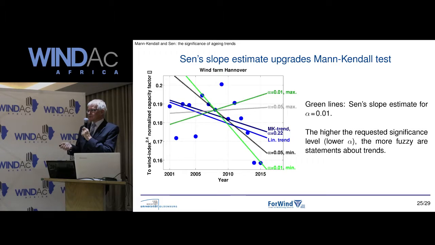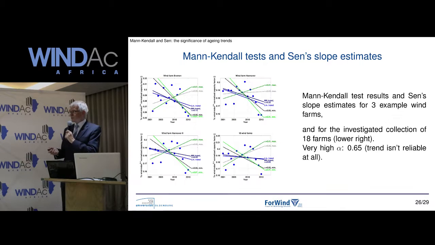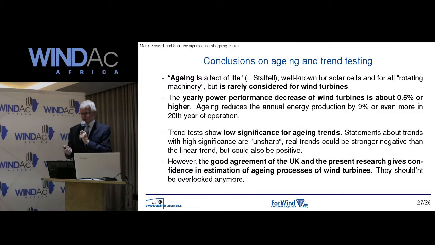This is a very important sentence, I think: the higher the requested significance level, which means a lower alpha value, the more fuzzy are statements about trends. This is true for all wind farms. My computer is a little bit slow. We see almost the same picture for all single wind farms, but also for the wind farm collections.